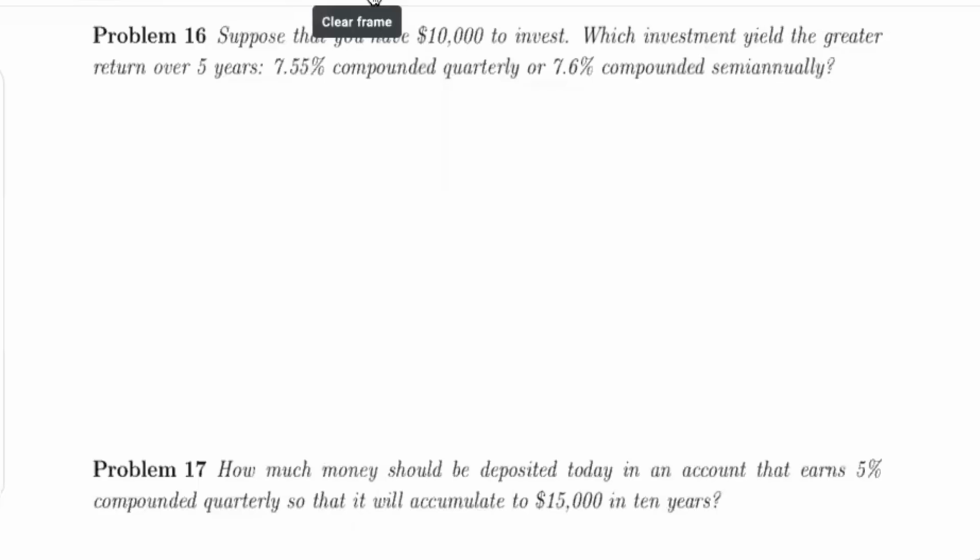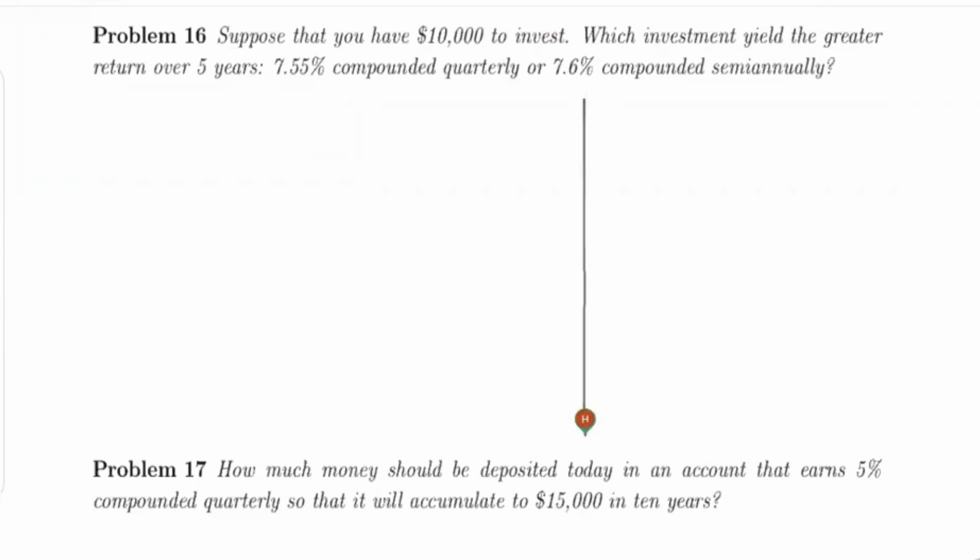Okay, let's go over this together. In problem 16, we're comparing two different accounts, one at 7.55% compounded quarterly, another at 7.6% compounded semi-annually. It looks like 7.55% is a lower rate than 7.6%, but let's see how much quarterly and semi-annual compounding affect the account. Without knowing the compounding, we would most likely pick 7.6%. But is this always true? Let's check it.